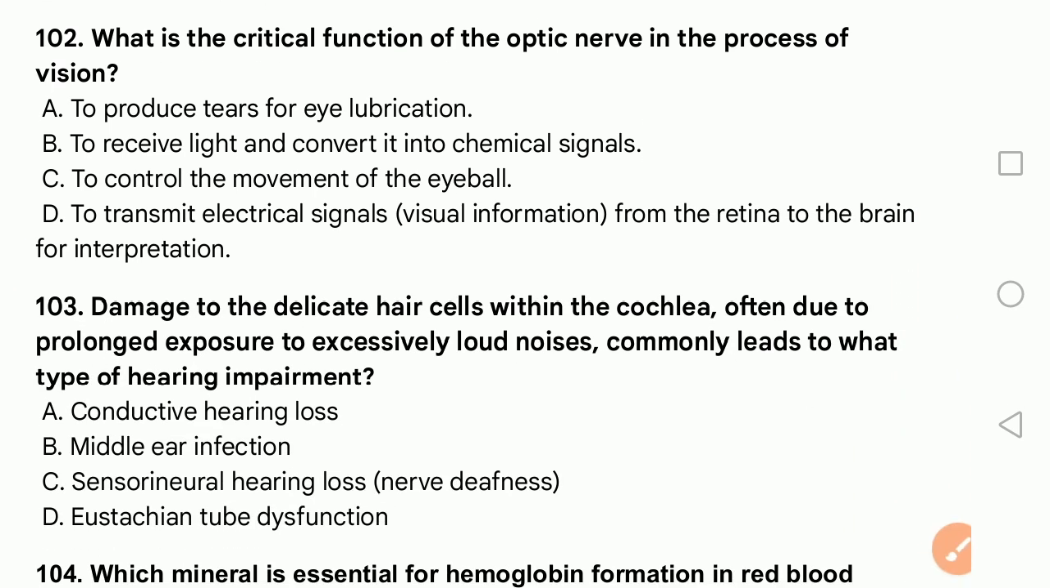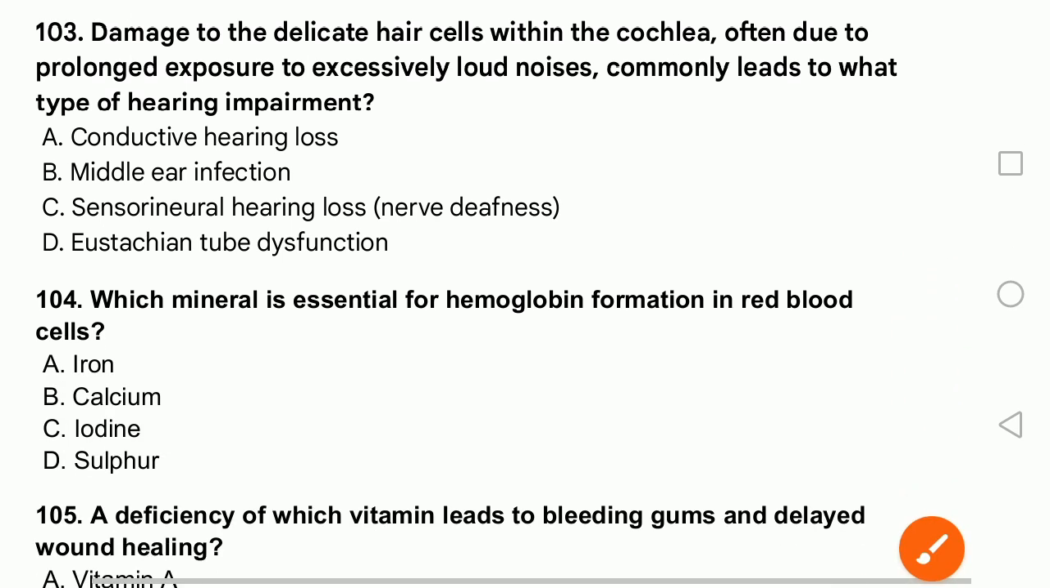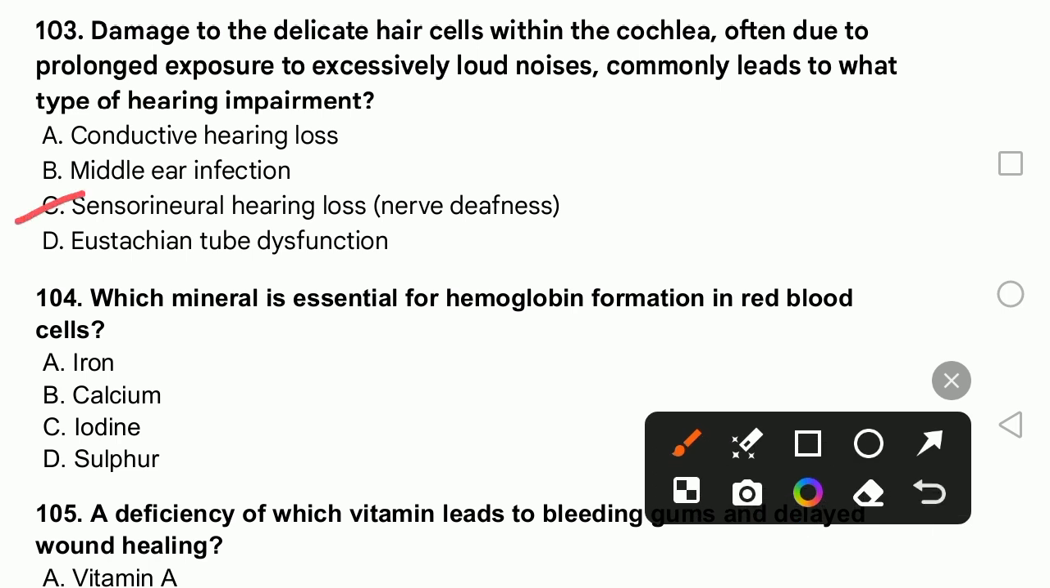What is the critical function of the optic nerve in the process of vision? To transmit electrical signals, visual information, from the retina to the brain for interpretation. Damage to the delicate hair cells within the cochlea, often due to prolonged exposure to excessively loud noises, commonly leads to what type of hearing impairment? Sensorineural hearing loss, nerve deafness.